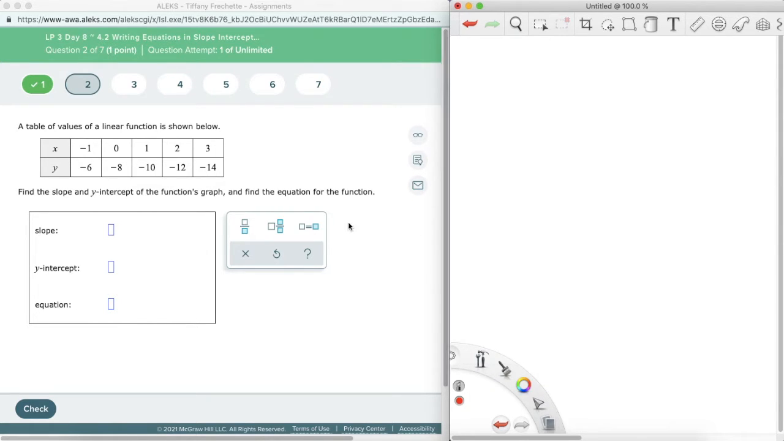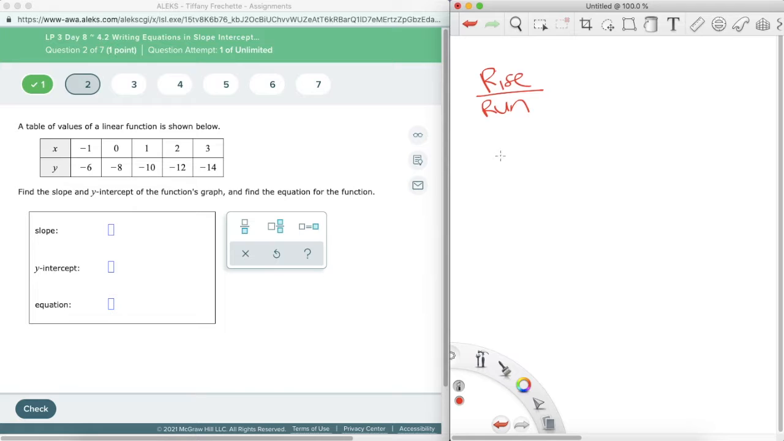Alright, so we have a table of values of a linear function shown below. Find the slope and the y-intercept of the function's graph, and then find the equation for the function. So the slope, that's rise over run. So we need to know what is the rise over the run.